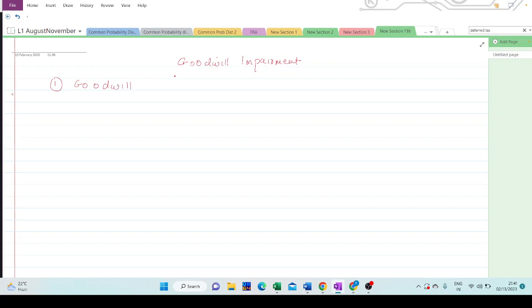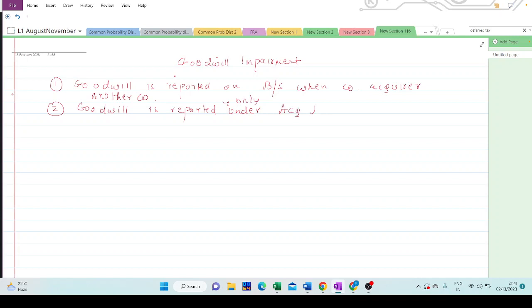So write this down. Goodwill is reported on the balance sheet when one company acquires another company. Or you could say that goodwill is reported only under acquisition method of accounting. It's reported only under acquisition method of accounting. Okay.